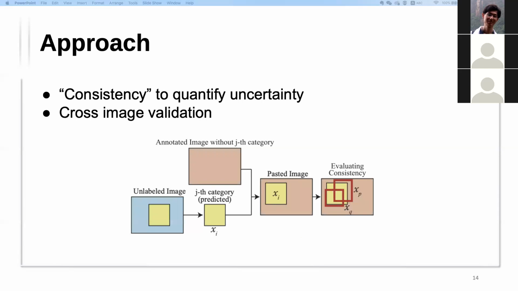So it defines a consistency to quantify uncertainty. And the consistency is defined by cross-image validation. Given an unlabeled proposal xi, it is pasted onto another image, which is an annotated image without that category. And then we feed the pasted image as well as the proposal xi into the model's box head to get the final reported box. If the final reported box locates close to the original yellow proposal and also with high classification confidence, then that proposal is consistent.